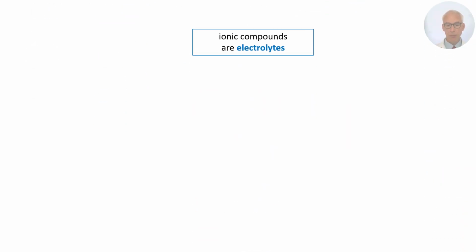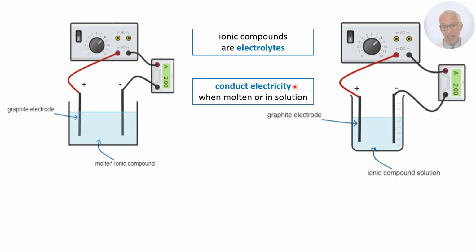A further property of ionic compounds is that they are electrolytes. That is, they conduct electricity when molten or in solution. So a molten compound, a voltage is applied, a current will flow. Similarly for a dissolved ionic compound.